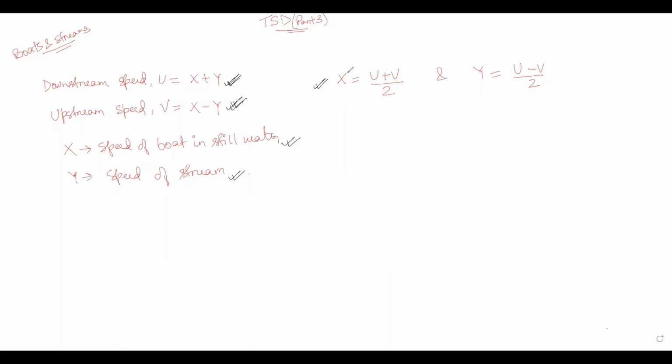That is, the speed of boat in still water would be half of the sum of the downstream speed and upstream speed, and the speed of stream would be half of the difference between the downstream speed and upstream speed. We can use these formulas directly whenever we need to find the speed of boat in still water and the speed of stream, and the downstream speed and the upstream speed have been given to us.